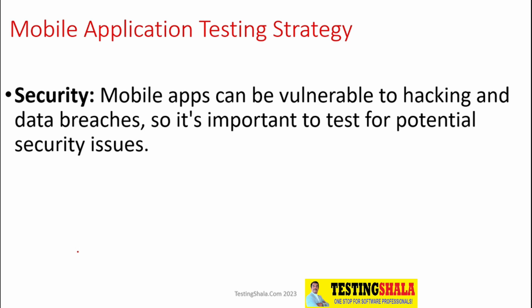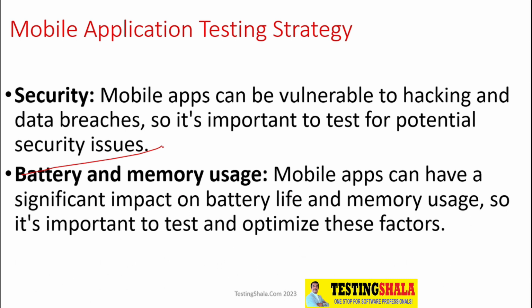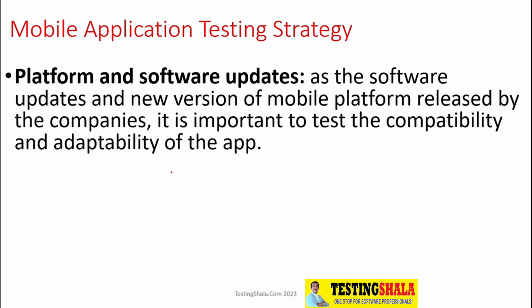data breaches as well. And the next is battery and memory consumption, because every mobile comes with different battery sizes and different memory sizes, and we should ensure that our mobile app works seamlessly with varying battery sizes and varying memory sizes. We should also optimize both battery consumption and memory consumption. And the next aspect is platform and software updates.